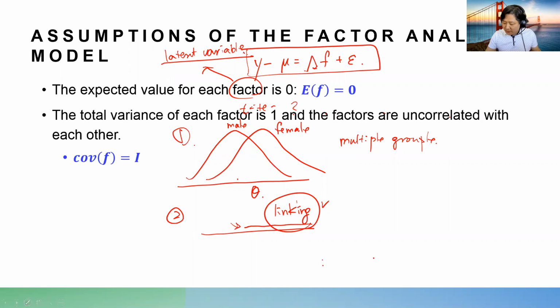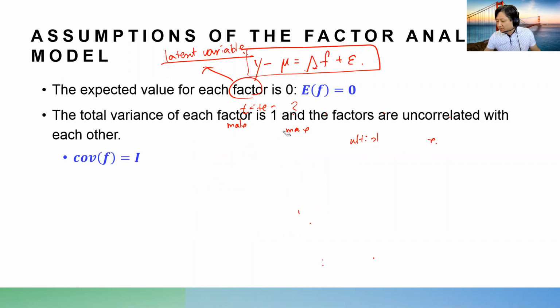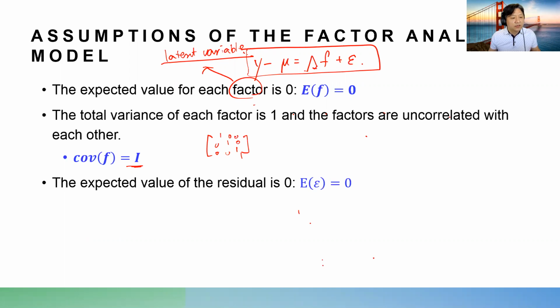And then the second assumption is that the total variance of each factor is 1, and the factors are uncorrelated with each other. So this is an identity matrix. And third, the expected value of a residual is 0. This is the same as regression analysis, right? So the expected value of a residual is 0.